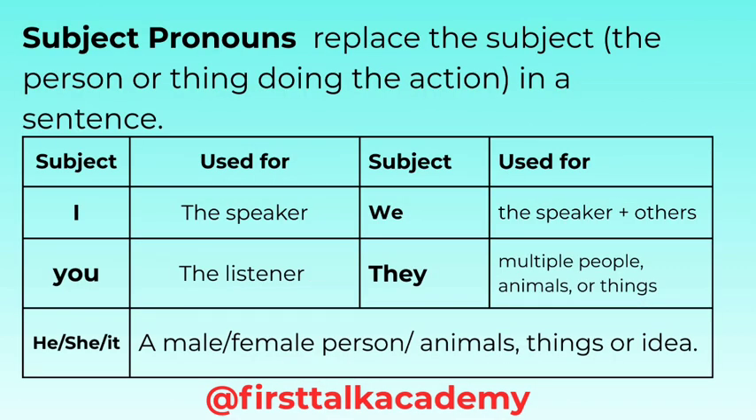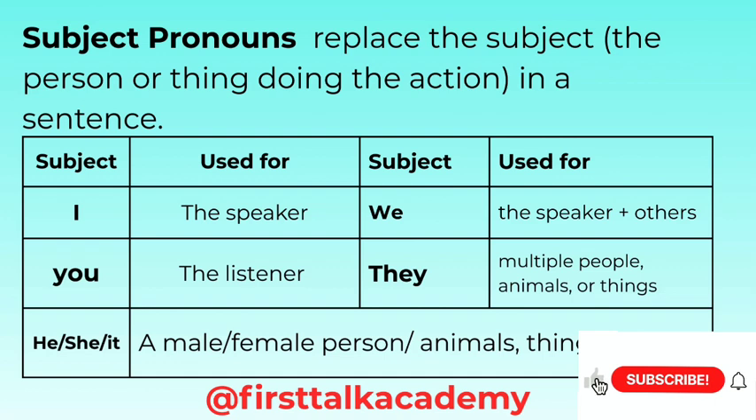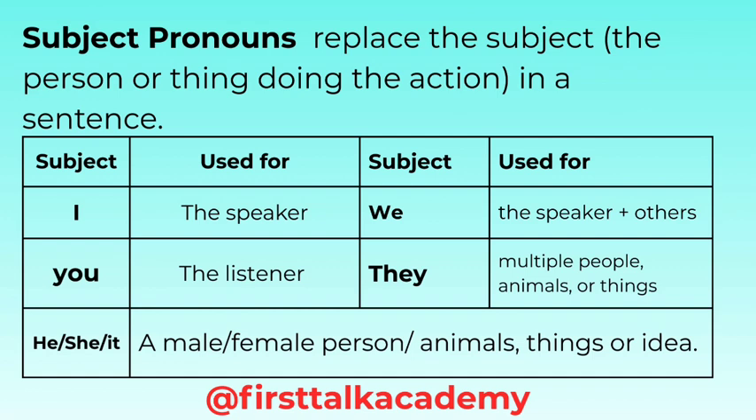Subject pronouns replace the subject, the person or thing doing the action, in a sentence. Number 1, I, the speaker. Number 2, you, the listener. Number 3, he, a male person. Number 4, she, a female person. Number 5, it, animals, things, or ideas. Number 6, we, the speaker plus others. Number 8, they, multiple people, animals, or things.